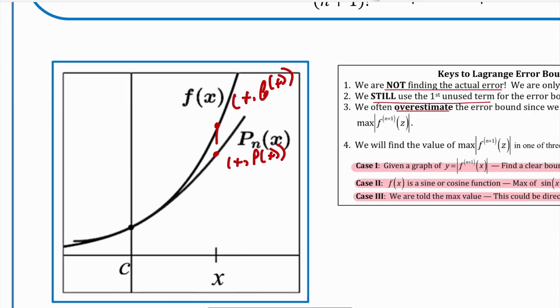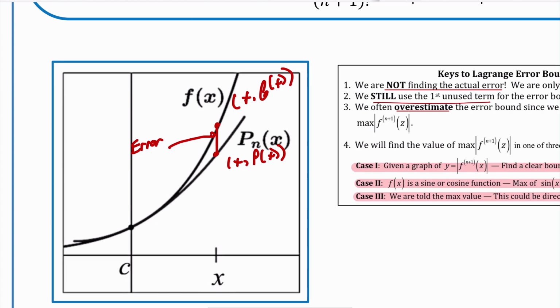The distance between the two of them is the error, the mistake, how close you are. So we're going to call that our error. And we don't know what that error is, and we will never. But with Lagrange error bound, we can actually find the largest it can be. So you're off by no more than this much, and that's what the Lagrange error bound is.